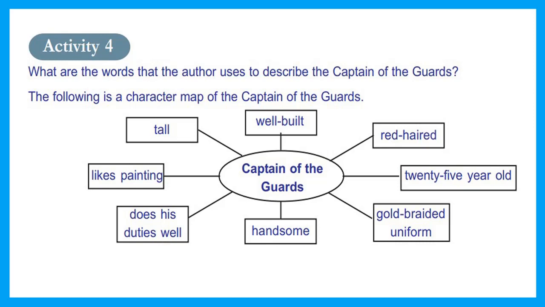What are the words that the author uses to describe the captain of the guards? The following is a character map of the captain of the guards. Captain of the guards: tall, well-built, red-haired, 25-year-old, gold-braided uniform, handsome, does his duties well, likes painting.